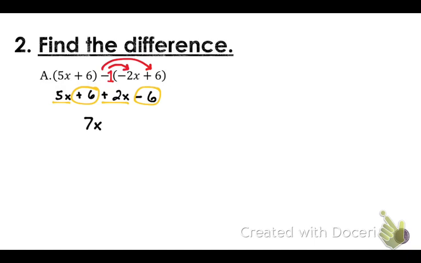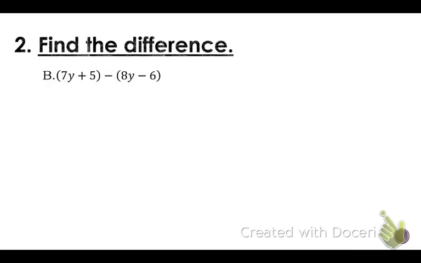Are those the same sign? No. That's a number and its opposite. Class, what happens to a number and its opposite? It equals 0. So you could just take your pencil and get rid of those. Okay, so the correct answer would be 7x. All right, moving on to the next one.